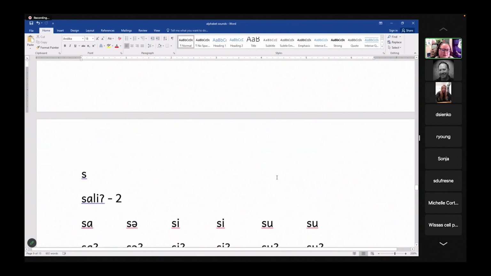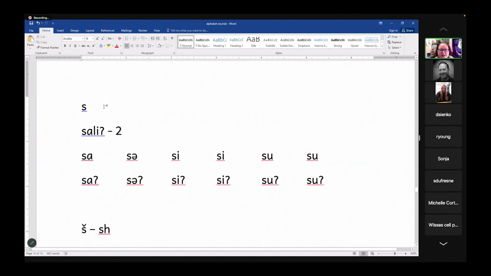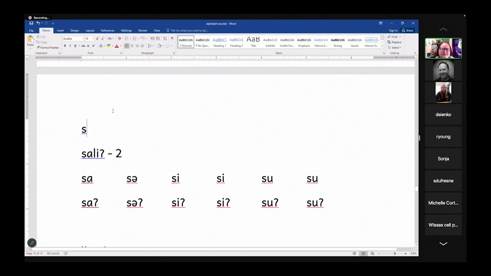So now we got those out of the way. We have S, which is a regular S sound, not to be confused with that C, which is a TS sound. Remember, the S is one that you can draw that sound out. You can't do that with the TS sound, which is the C. Solid, solid, sa, sa, si, say, so, su.